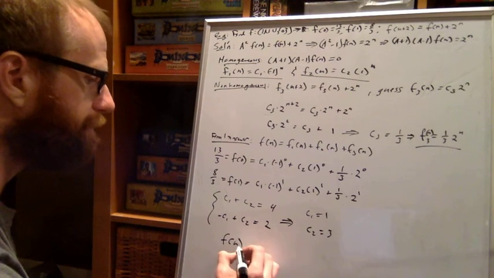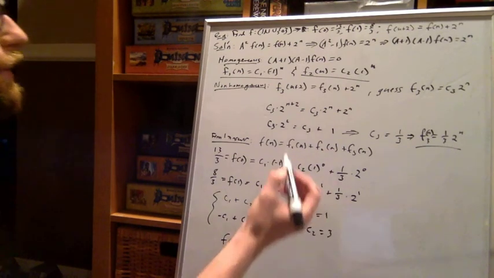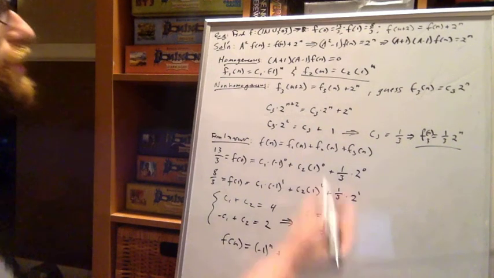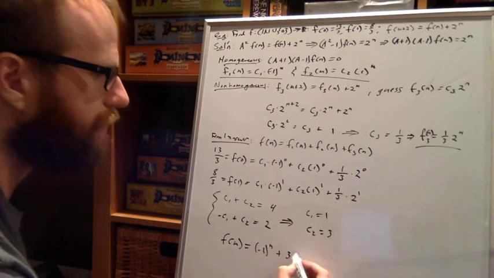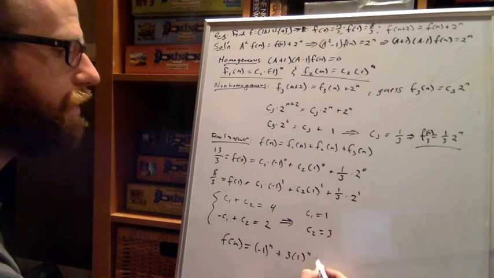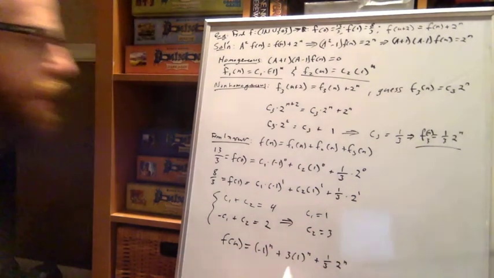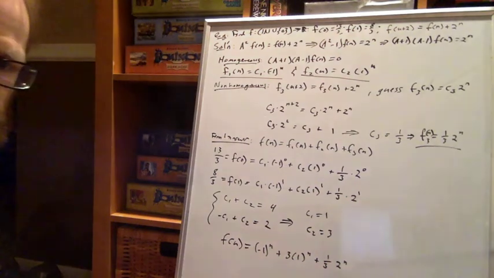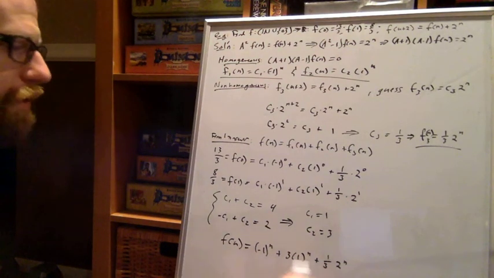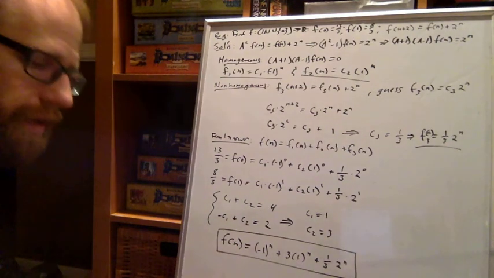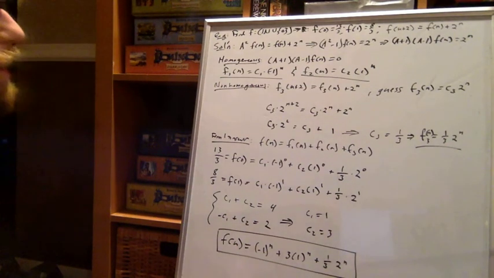My final answer is f of n equals c1 times 1, so -1 to the n, plus c2, that's 3, times 1 to the n, plus 1/3 times 2 to the n. This 1 to the n you can just write as 3. You don't have to write it as 3 times 1 to the n, but that shows you where each piece comes from. And that's the last thing I wanted to do with this section.